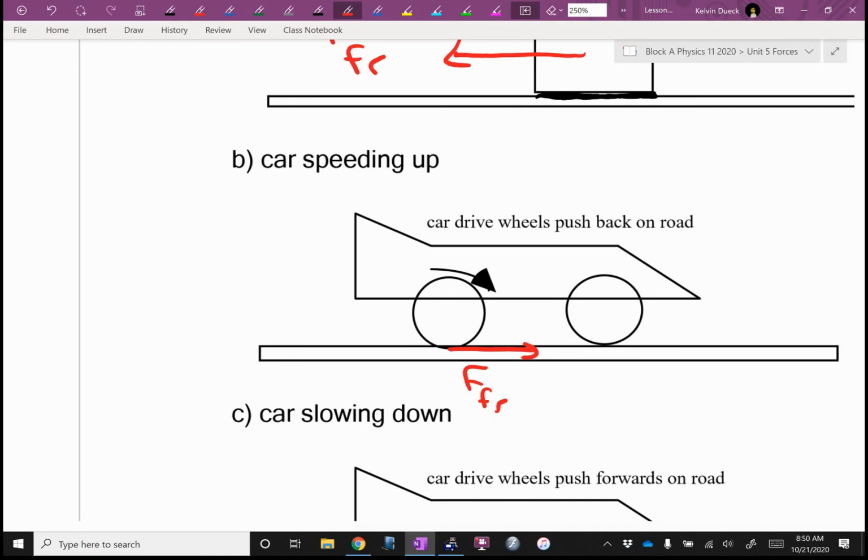That's why you can't drive on ice. See, if it was your engine or if it was just your tires that made a car go forwards, then you could drive on ice just fine. What's changed on ice? The force of friction.